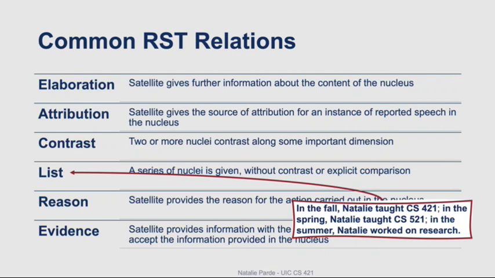A list provides a series of nuclei without any contrast or explicit comparison between them. For example, we might see three somewhat parallel nuclei like what are shown in the example. Each of them, for example, "in the fall Natalie taught CS 421," can stand on its own, and none of them are specifically highlighting major differences.